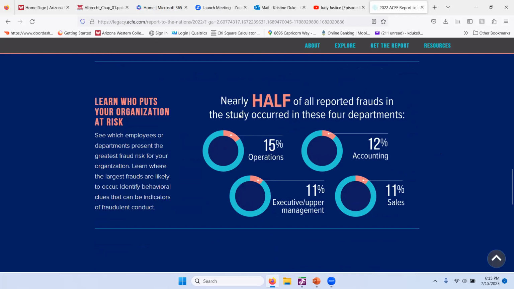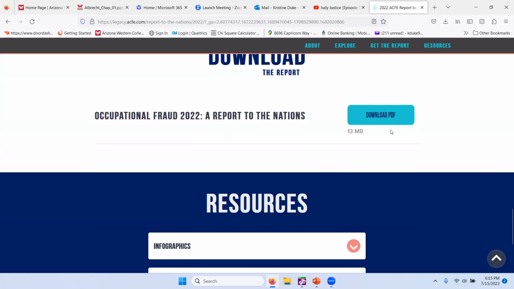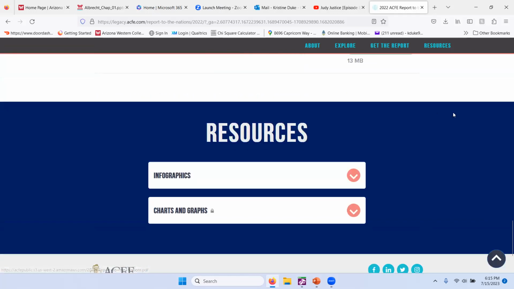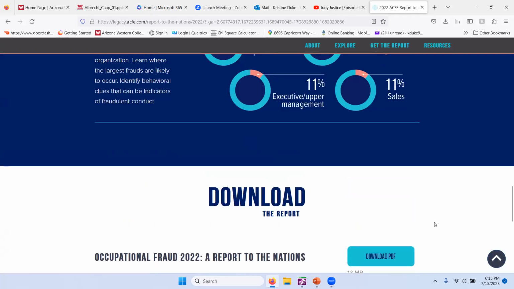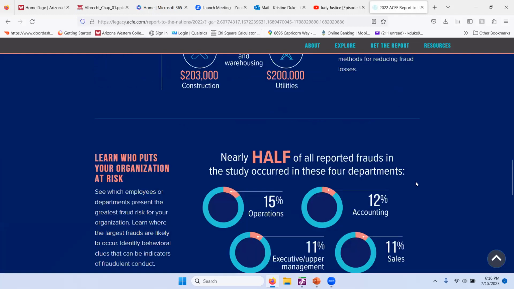Okay, half of all reported frauds occurred in these four departments. And you can kind of see, look at that, upper management. I can download this, and it gives me all kinds of really cool information. Of course, there are charts and graphs, and I'll go into it further during the semester. I'll be pulling this up and looking at it. I may be asking you to look at it. So remember how I found that.